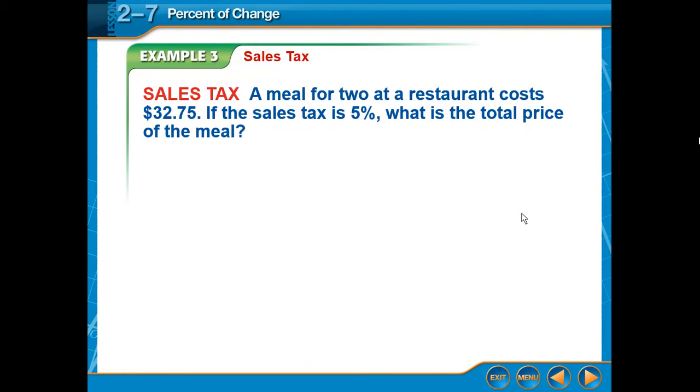Okay, and we can also use this method for sales tax. So a meal for 2 at a restaurant costs $32.75. If the sales tax is 5%, what is the total price of the meal? So a meal for 2 at a restaurant is $32.75. And the sales tax is 5%. So sales tax, that is a 5% increase, right? They bumped up the price. So this is the original amount, and that is our percent increase.